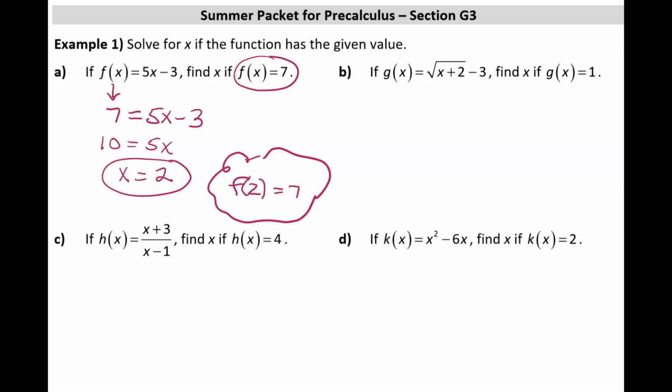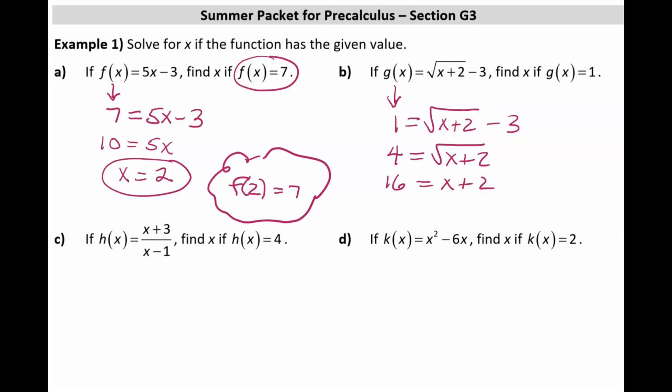All right, in B, if g of x is equal to the square root of x plus 2 minus 3, we're going to find x if g of x is equal to 1. So we're going to replace the g of x with a 1. And remember, we need to isolate that square root, so we'll add 3 to both sides, and then square both sides, and subtract 2, and that's going to give us an x value of 14. So remember, this is basically saying g of 14 does equal 1.